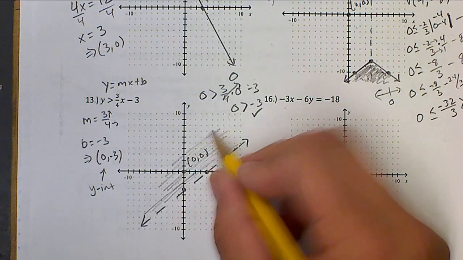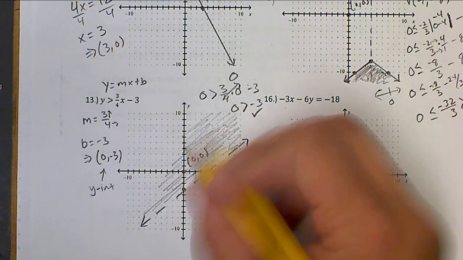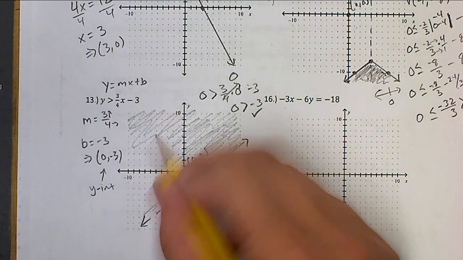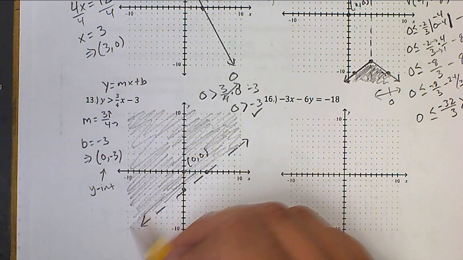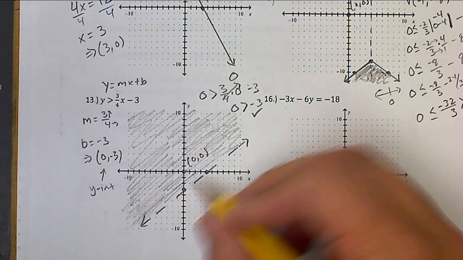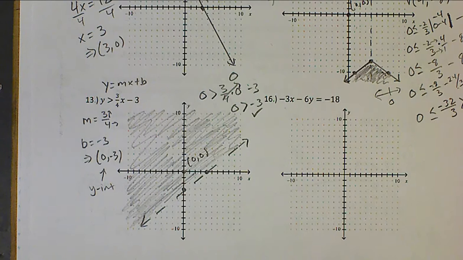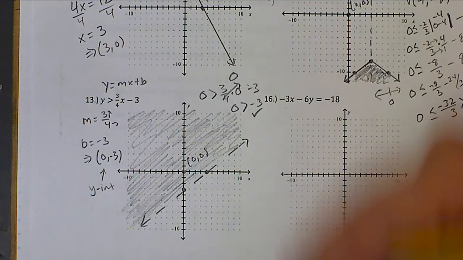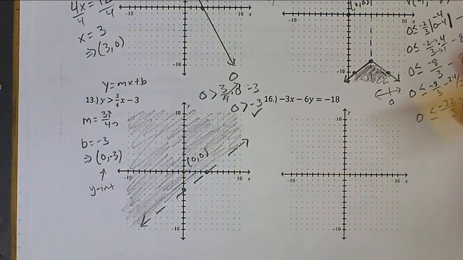And what that means is I can take any point in this shaded region and it will satisfy the inequality. You never want to pick a test point that's right along the line, because that doesn't really help you. You can't tell whether you're going to shade above or below. Pick a point that's obviously above or obviously below.